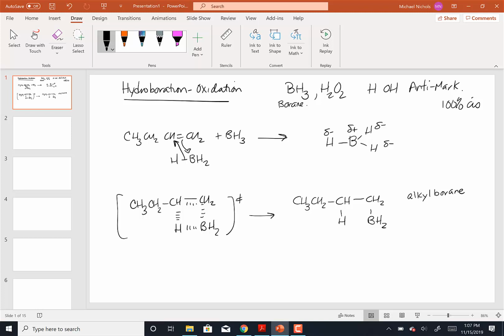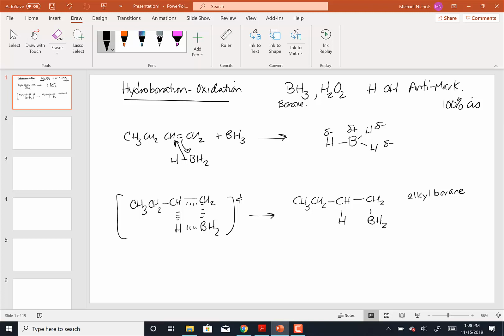Assuming that the peroxide is going to replace the boron with an OH in exactly that position, which it will. Okay. So this is the reason for 100% cis, is this transition state. Okay. All right. Is everybody okay with that part? So then the issue is, what about what we're going to later on call regiochemistry?